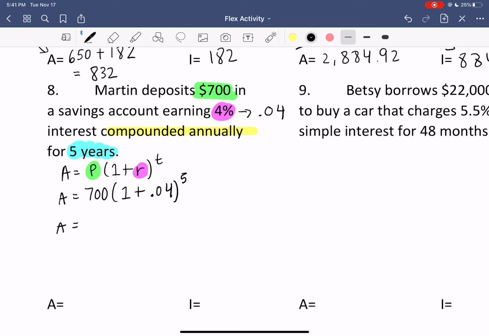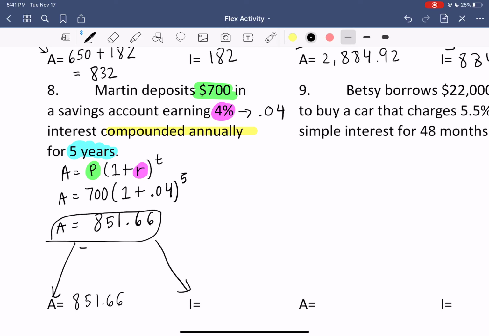We get our total amount is $851.66. So this amount here is going to go here because it's A equals 851.66. So again, in order to find our interest, we're going to have to subtract our principal amount, and we get 151.66. So that is the amount. This amount we get is going to go here.